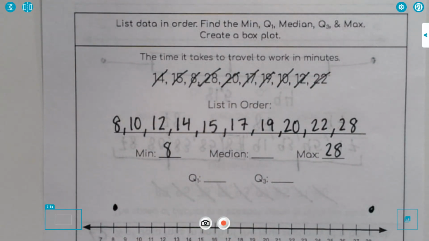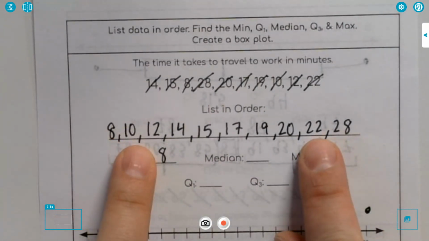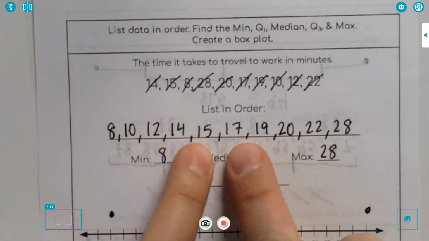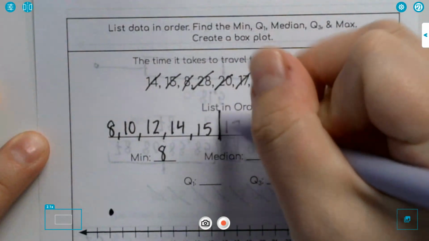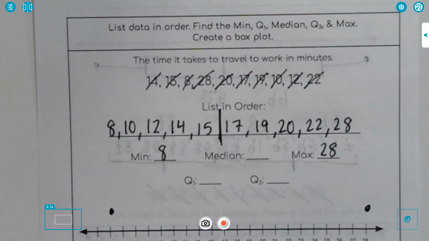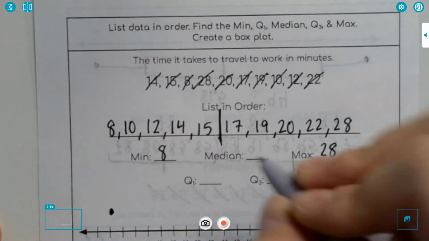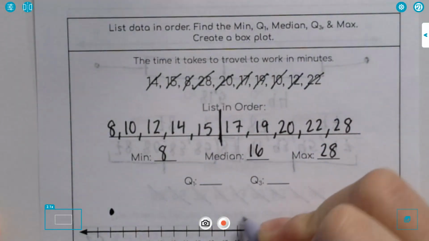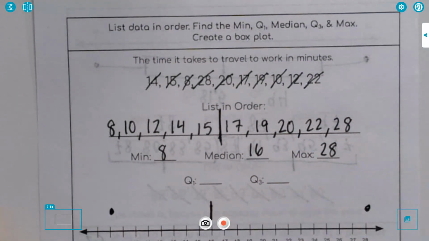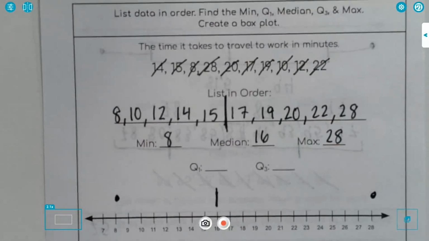And then median, go from the outsides. 1, 2, 3, 4, 5. I put a vertical line in between 15 and 17. I don't circle either of them because they're not my median. My median is between 15 and 17, which is 16. Oh, sorry. You can't see the number line down there. My bad.